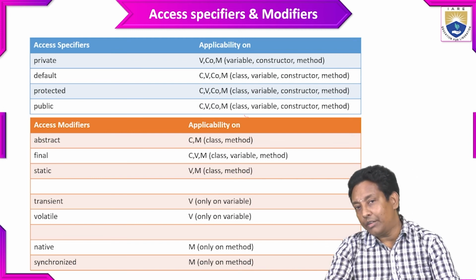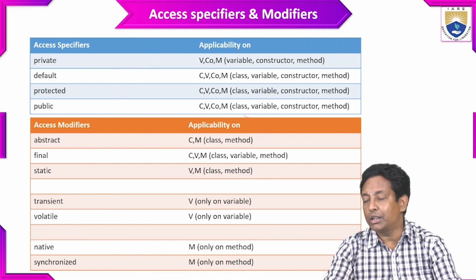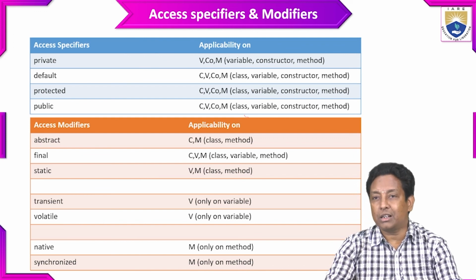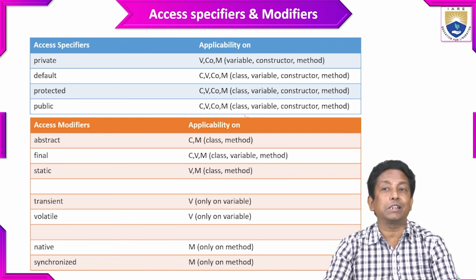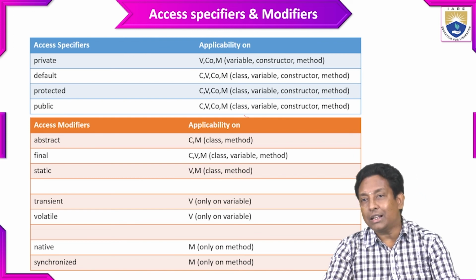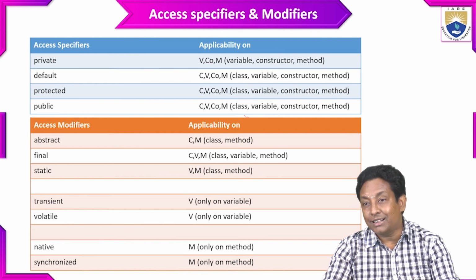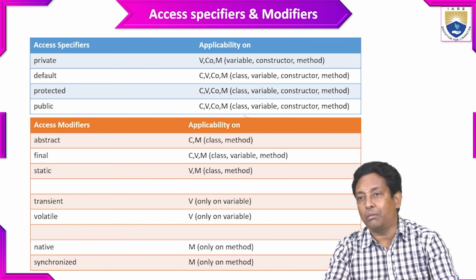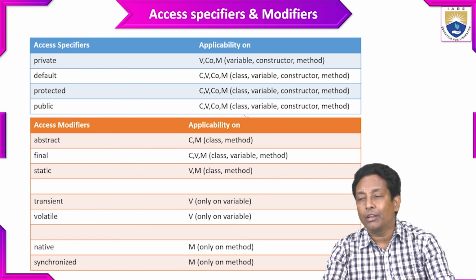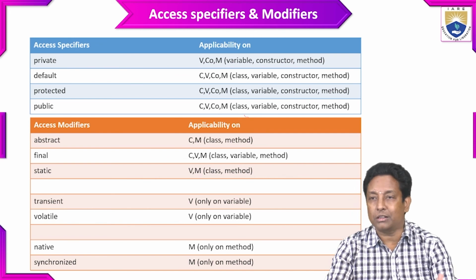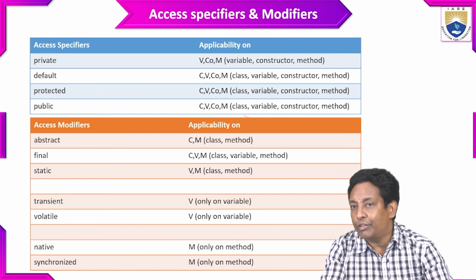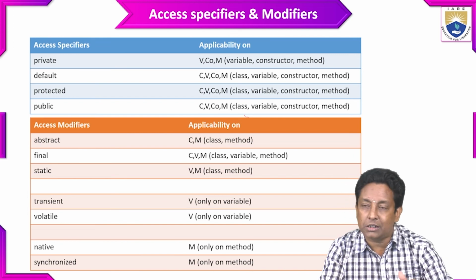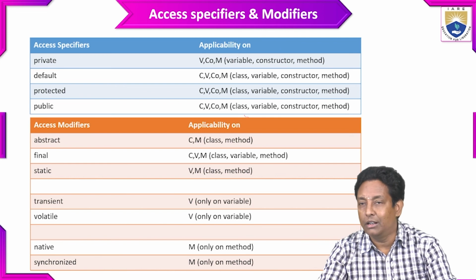Coming to the modifiers. In Java, we have altogether 7 modifiers: abstract, static, final, transient, volatile, native, synchronized. Access specifiers restrict the scope of a variable, constructor or method within the class, within the package, or outside the package. They restrict the scope of accessing. Modifiers are completely for a different purpose. In the next topic, we'll discuss modifiers.